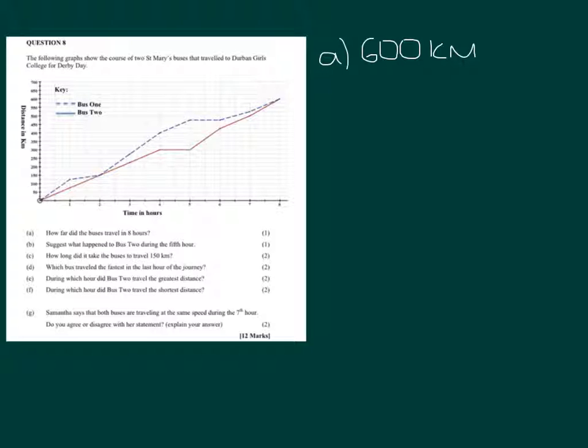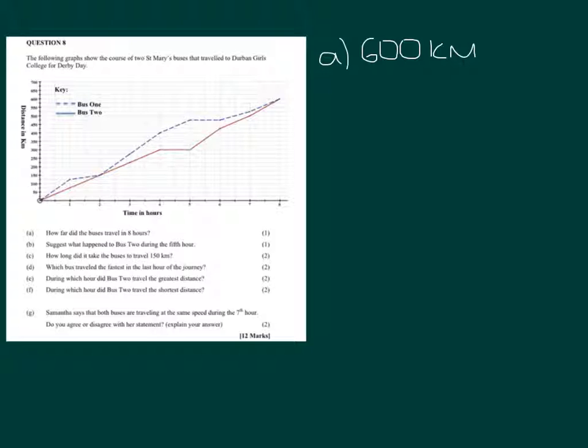Then question B, it says, suggest what happened to bus 2 during the 5th hour. So this is a little bit tricky. You had to be careful how you interpreted the x-axis. This here is the 1st hour, then the 2nd, then the 3rd, then the 4th, 5th, 6th, 7th, and 8th.